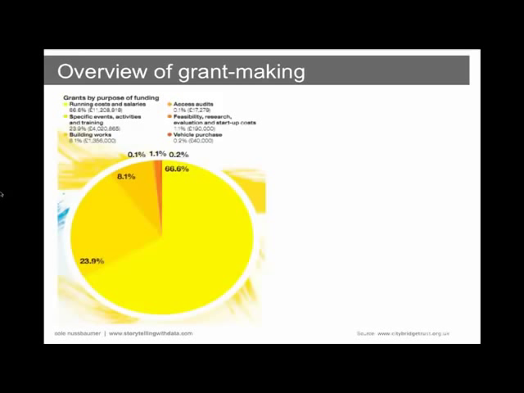So this is an overview of grant making. And we can see the grants by purpose of funding plotted there with the pie chart. So my thought process as I look through this graph is, first off, it's pretty, right? And it's exceptionally rare that I would say that about a pie chart, but this graph is really visually nice.